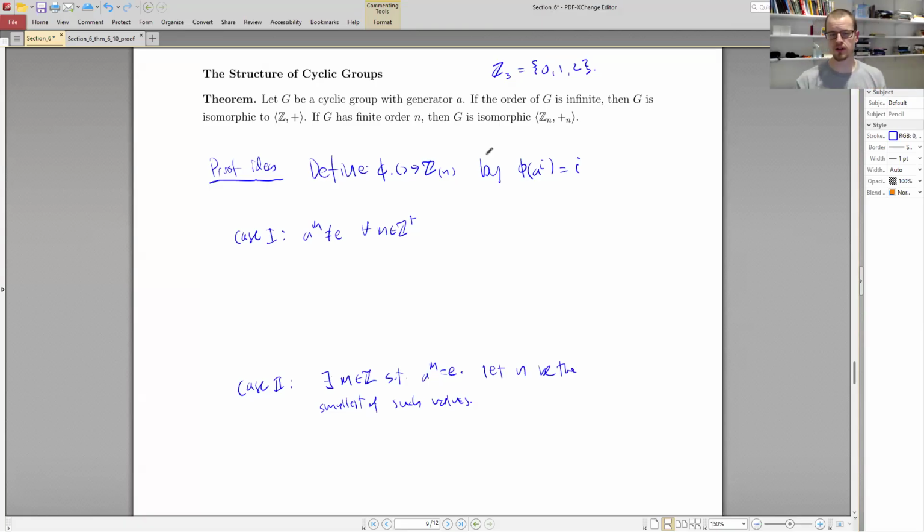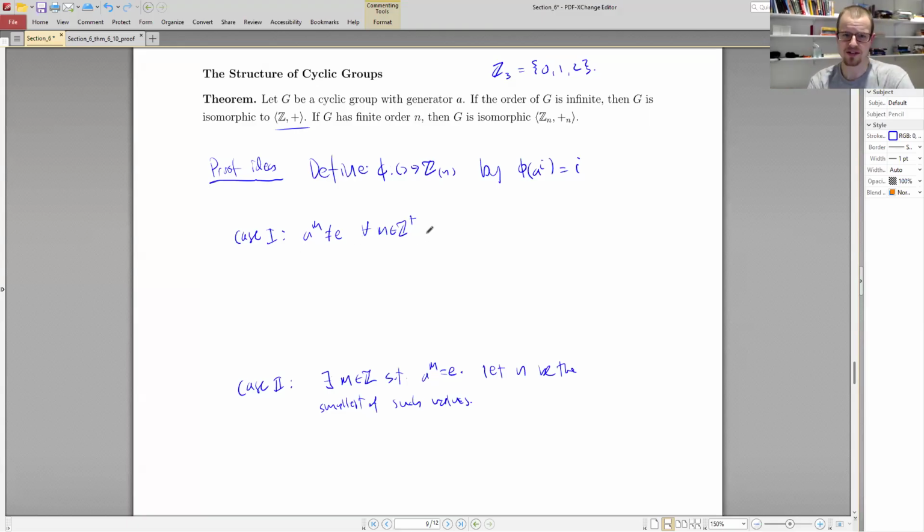In order for a function to be well defined, essentially we just have to make sure that it satisfies the definition of a function. Every input only has one associated output. So with my input of a to the i, which is just an element of G, I need to be sure that this only has one possible output. Now, if a to the m is never the identity, that is, every integer that I put into the exponent gives me a new element of G, then I never end, I'm getting infinite order there. So I'm going to be isomorphic to all of Z.